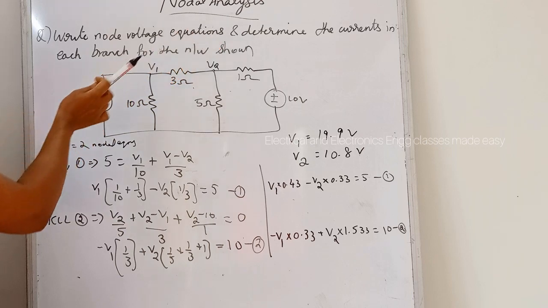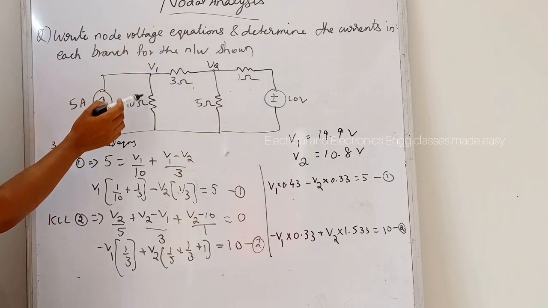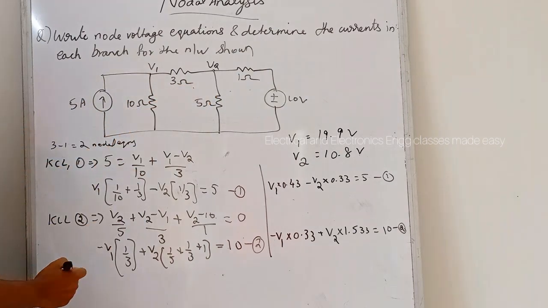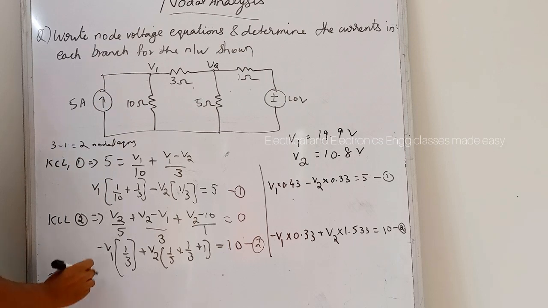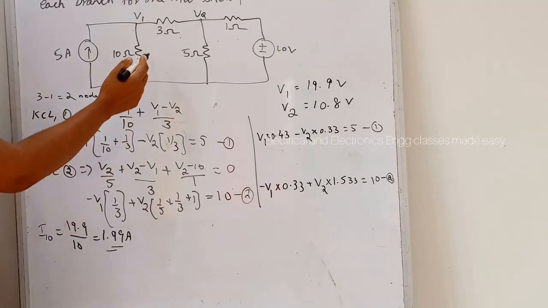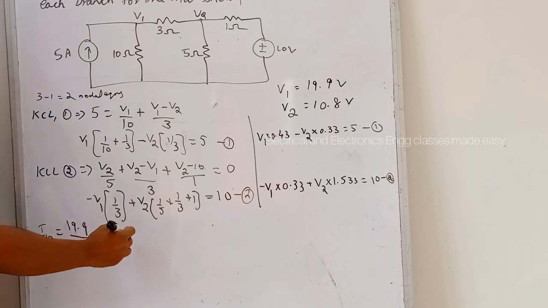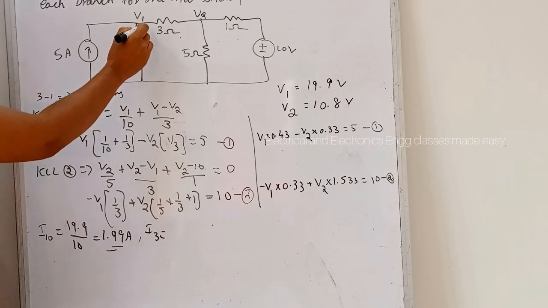Now the question is to find the currents in each branch. So through each branch we have to find the current. Through the 10 ohm resistor, that is I10, we get V1 divided by 10, and V1 is 19.9. So we can write 19.9 divided by 10, and that is equal to 1.99 ampere.